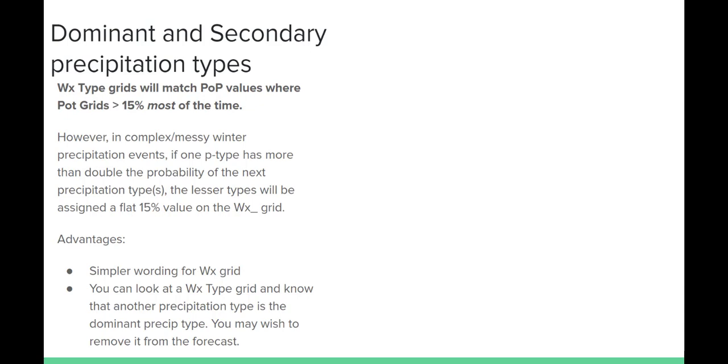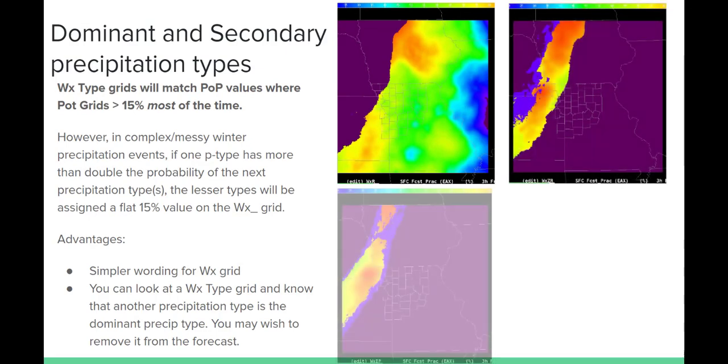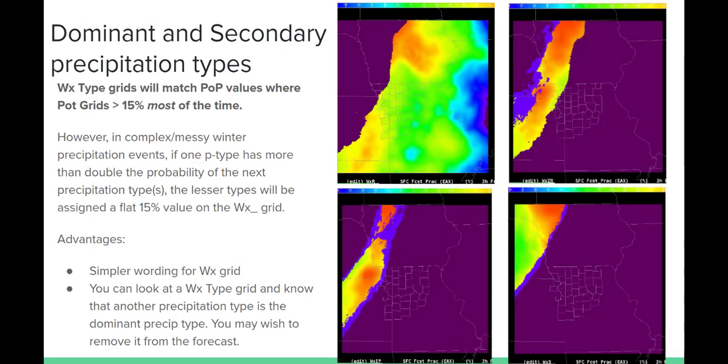So, for example, if pot snow has a value of 60%, but pot freezing rain has a value of 25%, then WXZR gets demoted to 15%. You'll see this demotion on weather type grids as an area of 15% or a blue ribbon around those weather types. The advantage to doing this method is twofold. We will get simpler wording for the weather grid. It'll just say a slight chance of freezing rain.